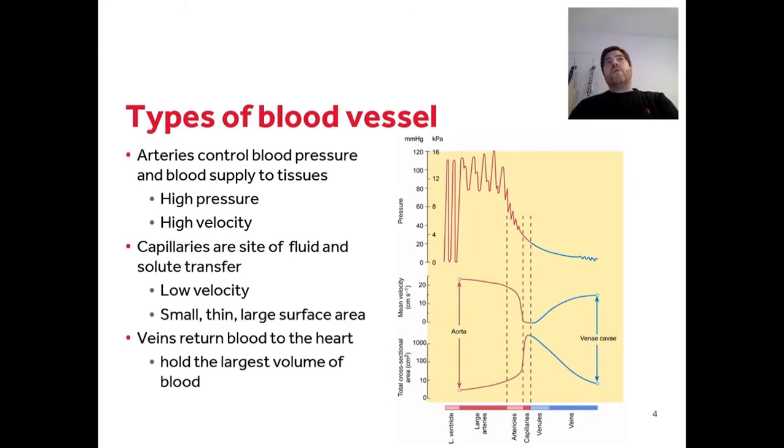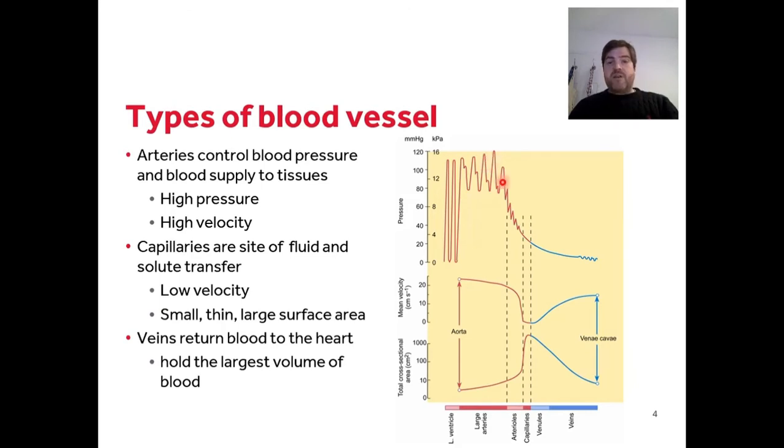So we've already mentioned there's different types of blood vessels. We've got the arteries, the veins, and the capillaries. And it's important to remember that it's the arteries that control the blood pressure. Now, the arteries are at high pressure and also have a high blood velocity. And what we're showing here is the pressure within the cardiovascular system. As we enter the arterial system, we'll see that the pressure is very high, particularly in the large arteries. And we can see that the velocity is also high in these large arteries.